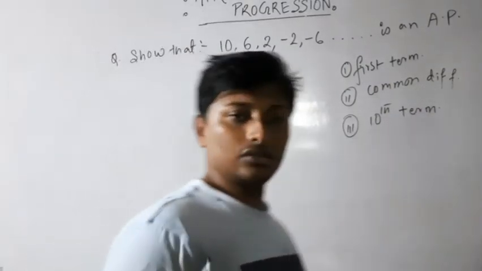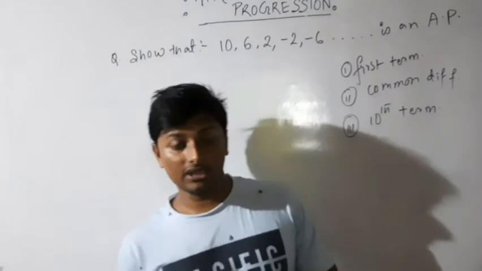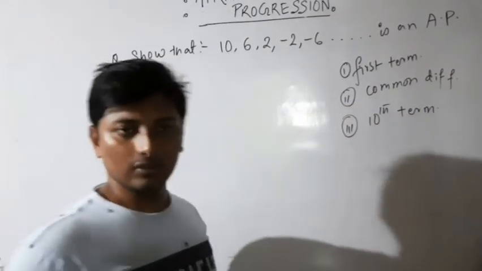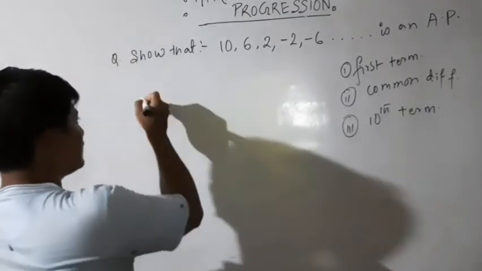And what I told, in order to prove that a particular series is in AP, the difference between two consecutive numbers must be equal. The difference should always be equal. So let us find the difference.